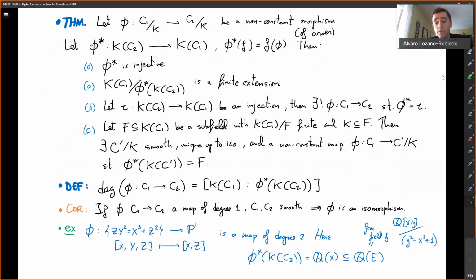We talked about, so if we have a map of curves that induces this injection that goes sort of the other way, if the map goes from C1 to C2, the function field of C2 injects in the function field of C1 via this map phi star. And that is a finite extension of function fields. And we saw that there are these cool relations between function fields that you have.